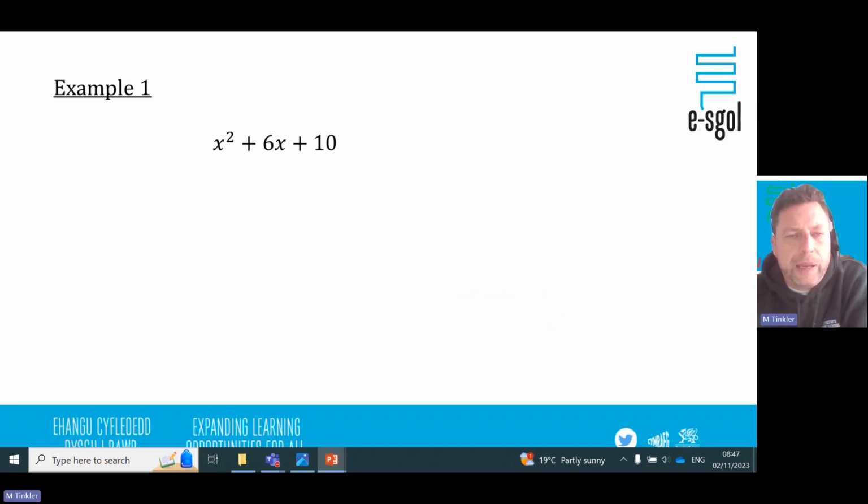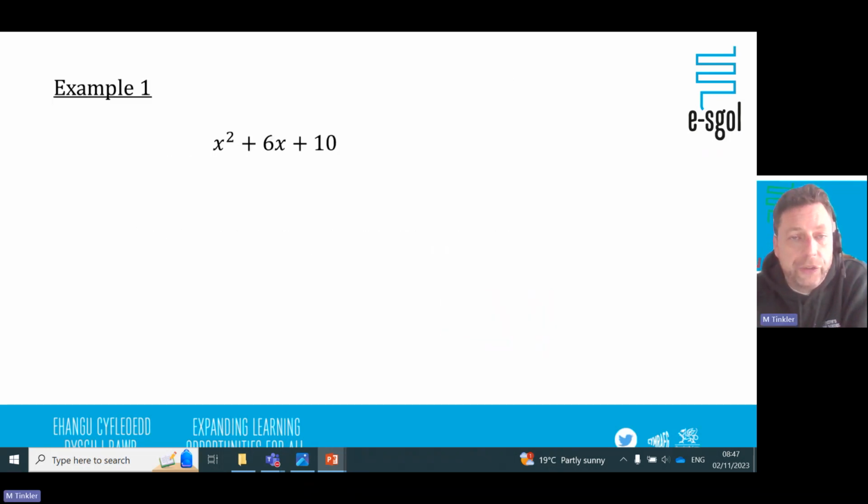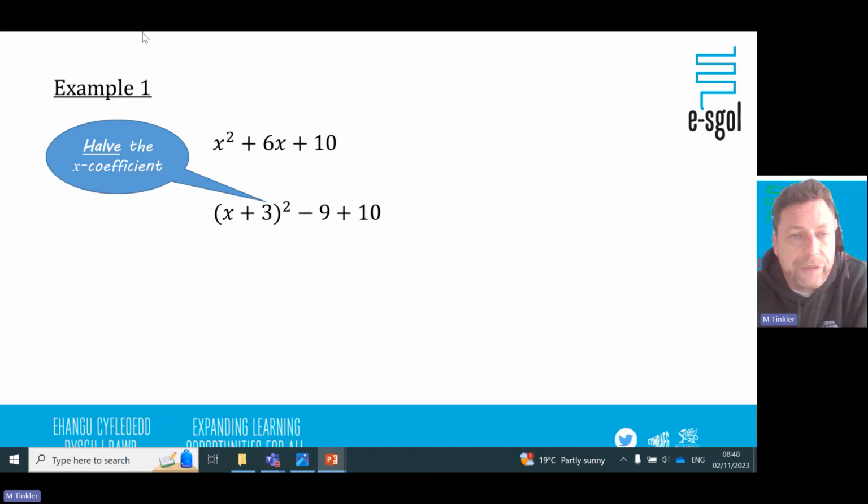Now, completing the square means we need to be in the format of something squared and then with a constant term on the end. So first of all, we've done x plus 3 all squared. Now I'll show you on the next slide where the plus 3 comes from, but I would be teaching and asking, where do you think the 3 has come from? 3 has come from half of 6. So I've halved the x coefficient. You can see the x coefficient is 6, half of 6 is 3.